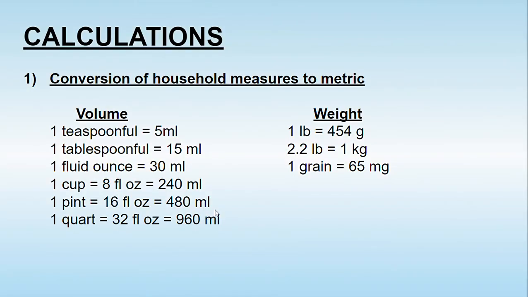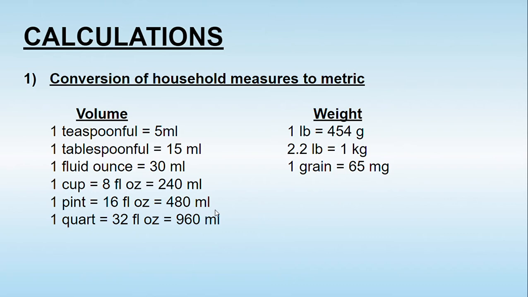Now let's start. The calculations are basically divided into different parts. Part number 1: here you are required to convert your household measures to the metric system. The metric system is universally accepted, in which weights are expressed in terms of grams or kilograms, volume is expressed in terms of milliliters or liters, and length is expressed in terms of centimeters or meters.